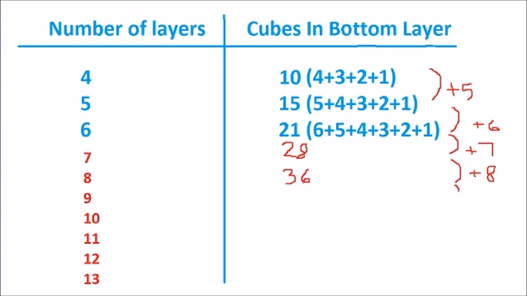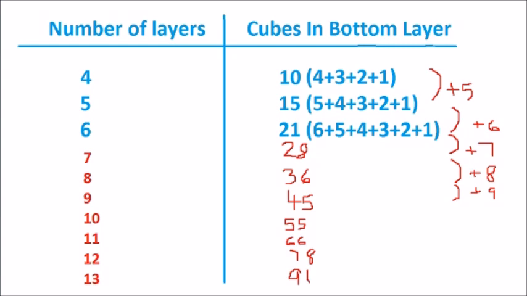If we added 9, we would know that the number of cubes in the bottom layer would be 45. And we just need to keep doing this for every layer. If we add 10 to 45, we know that it is equal to 55. If we add 11 to 55, we know that it is equal to 66. If we add 12 to 66, we know that it is equal to 78. And if we add 13 to 78, we get 91.